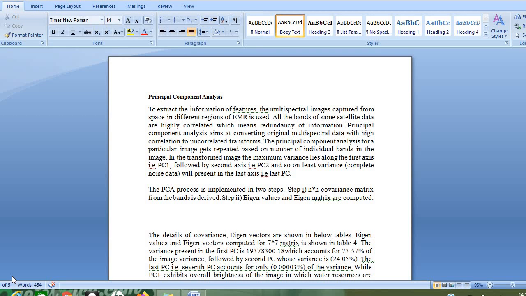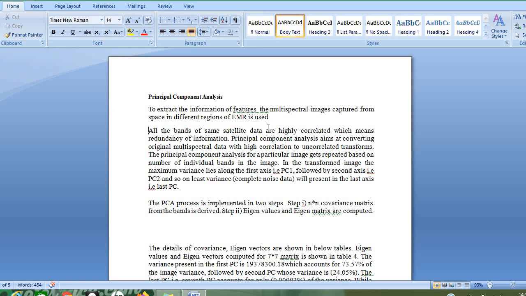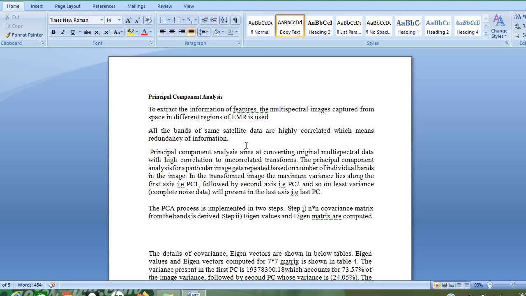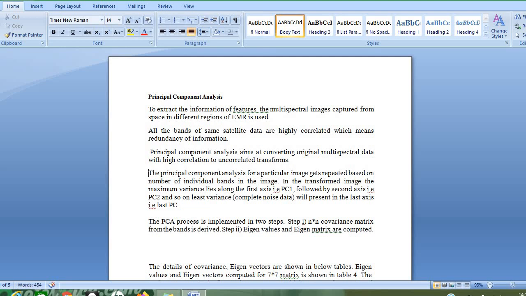I am just giving brief information about principal component analysis. To extract the information of the features from the MSS bands captured from the different satellites, we make the layer stack and we use them. Just focus here: all the bands of the same satellite data are highly correlated, which means redundancy of the information. Principal component analysis aims at converting original MSS data with high correlation to uncorrelated transform. This is the theme. Whatever I have said just now is the meaning.